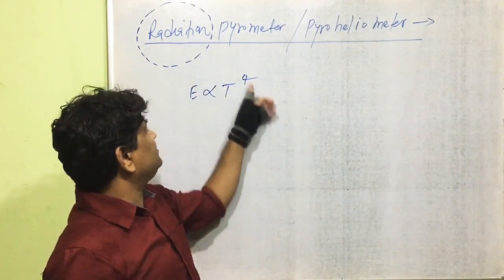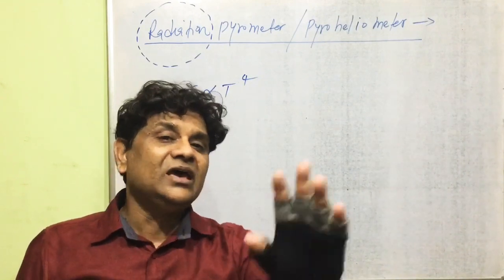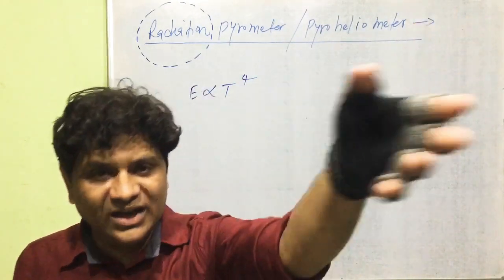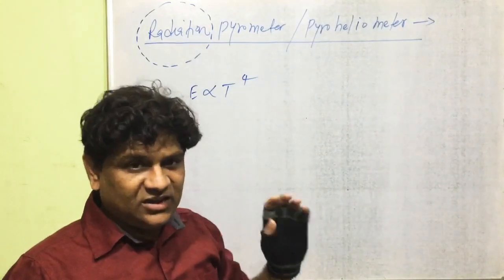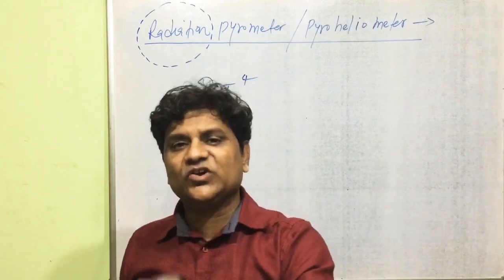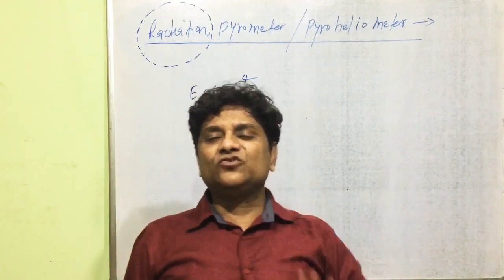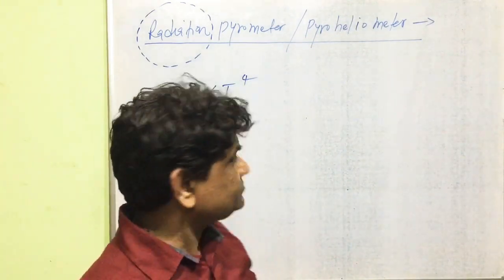So this relation was given by Stefan at very high temperature. E is also known as intensity. Energy radiated per second per unit area is also known as intensity.